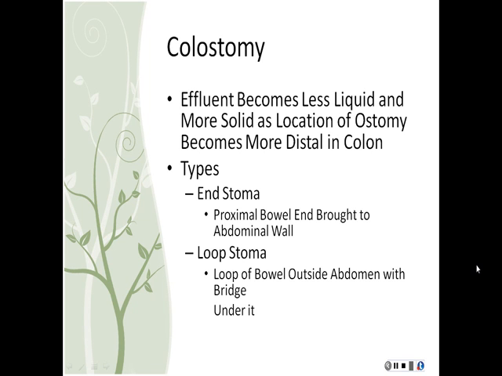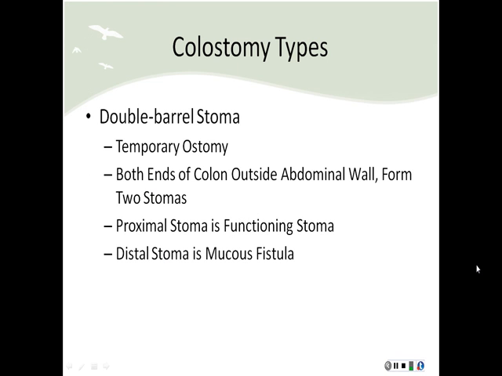Again, the types are end stomas, in which the proximal bowel end is brought through the abdominal wall. And then with the loop stomas, a loop of bowel outside the abdomen is brought out, and then there's a bridge under it to hold the loop in place.